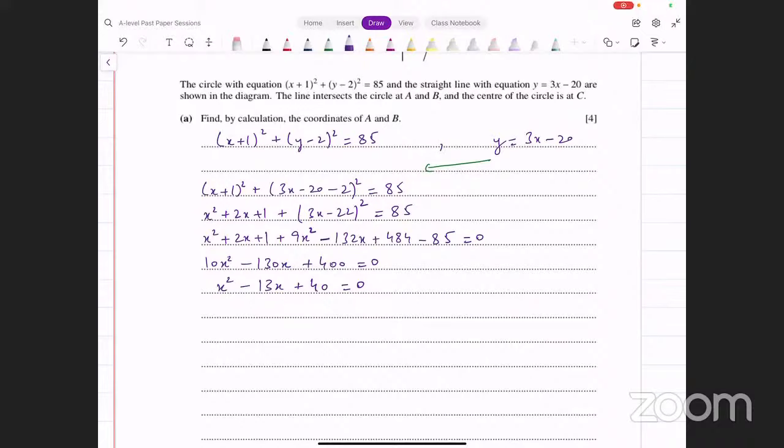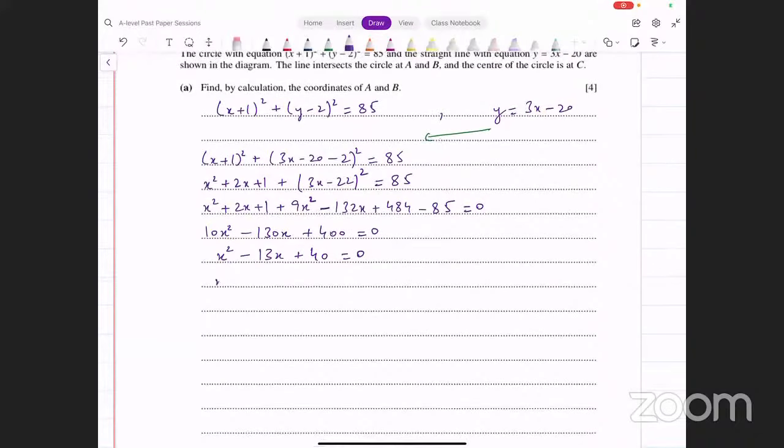Now can we factorize this? 40 के factors क्या हो सकते हैं? 8 and 5 is going to work here. So x squared minus 8x minus 5x plus 40 equals 0. We can factorize this. We get x into आपके दो factors क्या आ जाएंगे? (x minus 8) आ जाएगा. दूसरा factor क्या आ जाएगा? (x minus 5). x equals 8 और x equals 5.